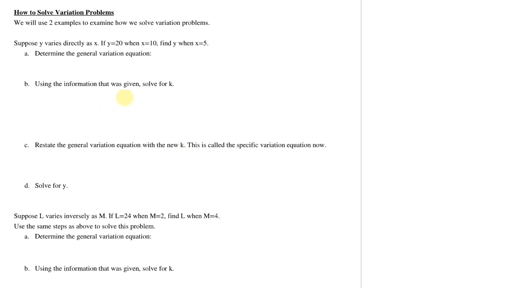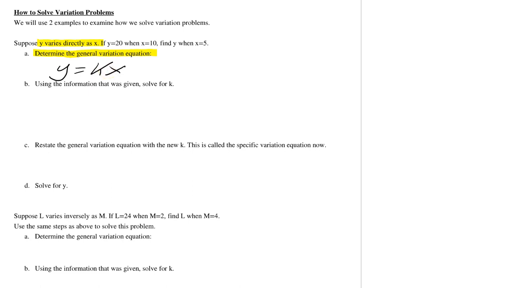So starting with the first one, y varies directly as x. If y equals 20 when x equals 10, find y when x equals 5. I know that looks like a lot, but we're going to break it down in steps. To begin, it says determine the general variation equation. That is talking about this first sentence here. That is what this is trying to get at. So if I just write that out, this is going to be y equals kx. That's what it means for y to vary directly as x.